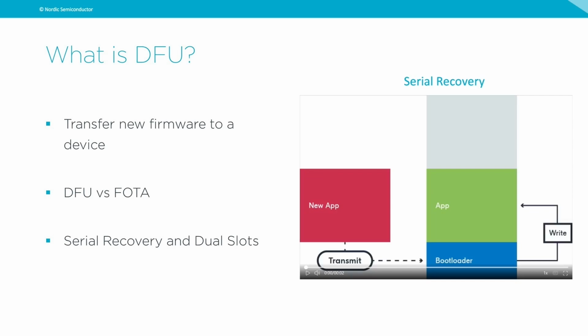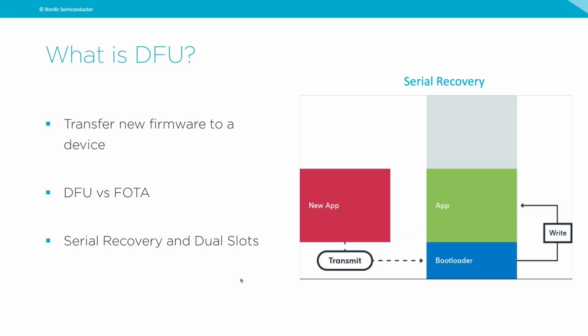And then we have two ways to do DFU, especially in MCUboot, which has these two names for it. The first one is serial recovery and the other one is dual slot. Dual slot I will get to in the next slide, but serial recovery is a bit more straightforward in some ways, so I'll start with that.